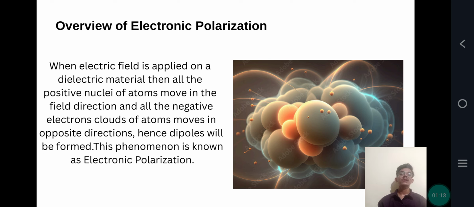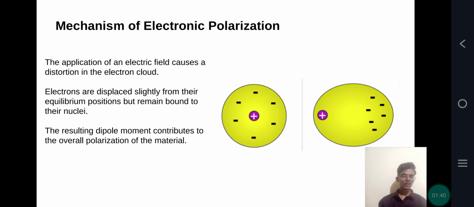Electronic polarization. When an electric field is applied on a dielectric material, all the positive nuclei of atoms move in the field direction, and all the negative electron clouds of atoms move in the opposite direction. Hence, a dipole will be formed. This phenomenon is known as electronic polarization. It means the dipole of a positively charged nucleus and the electrons of an atom in opposite directions on application of an electric field is called electronic polarization.